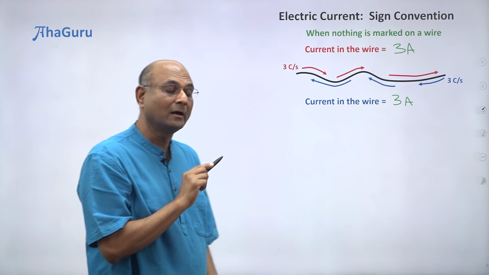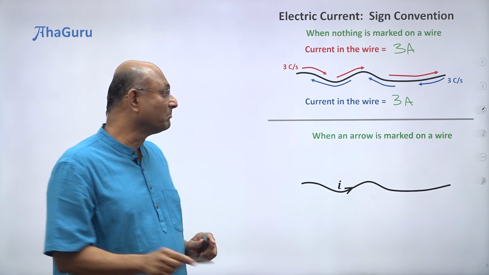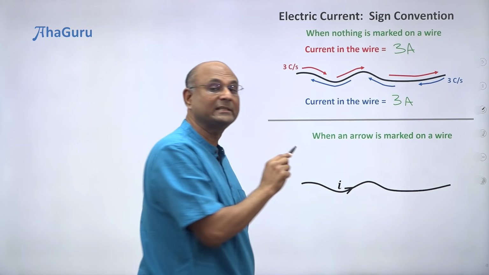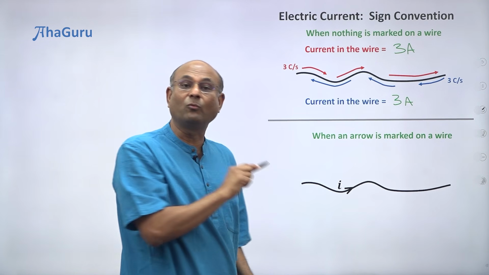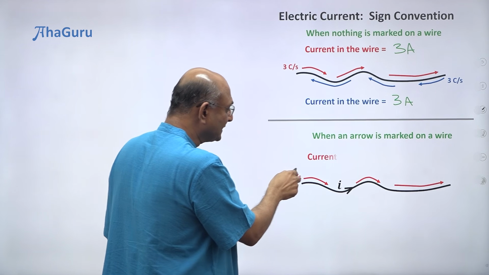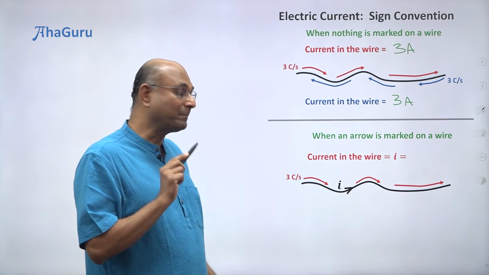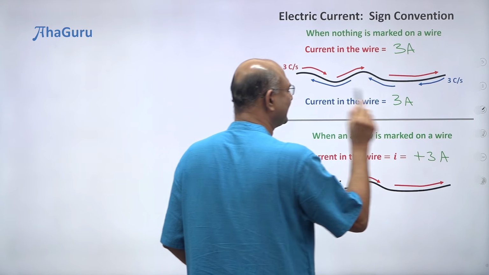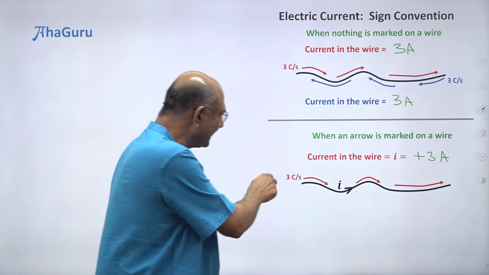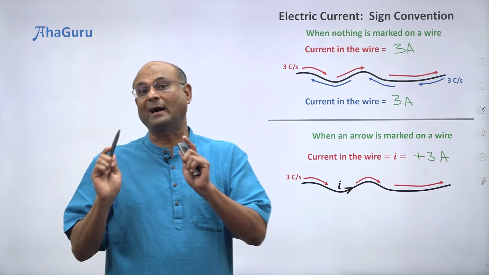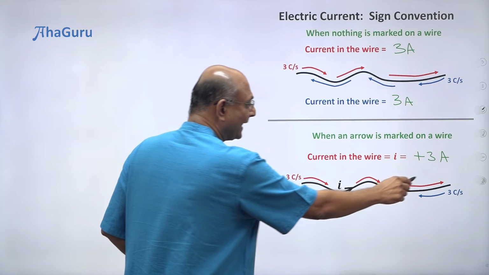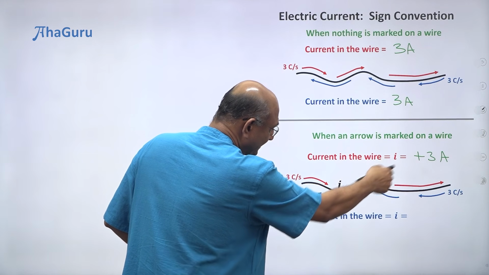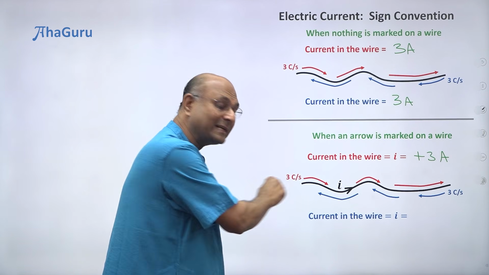So when somebody asks you what is the current in the wire, but no direction is mentioned, give the positive value of the current. But sometimes an arrow is marked on the wire. So now this means that current in this direction is considered positive. So if somebody asks you what is the current I, if there is 3 coulombs per second flowing this way, that means the current in the wire is plus 3 amperes. You can just say 3 amperes. 3 amperes or plus 3 amperes means it is in this direction that is marked. On the other hand, if I had 3 coulombs per second traveling that way, the current is actually flowing this way, right? It's going opposite to I. So what is I equal to?